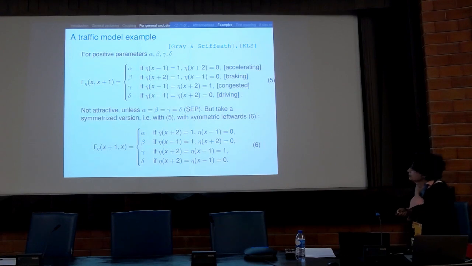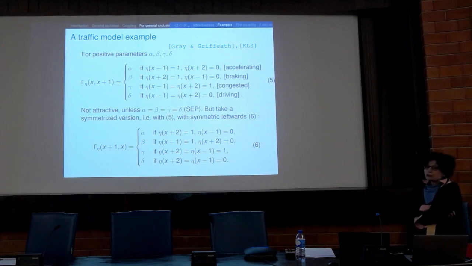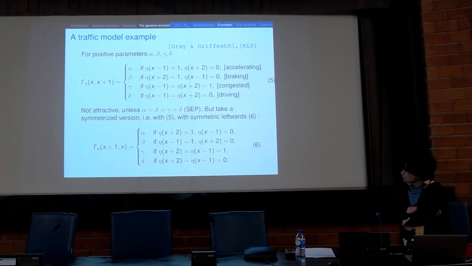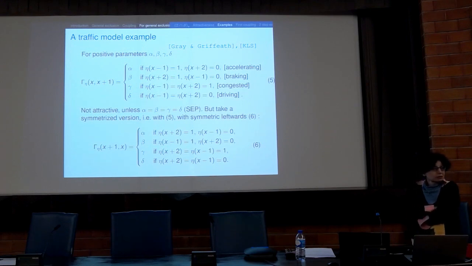Another traffic model example that I knew by a paper of Gray and Griffeath about a cellular automaton for traffic. And Gunter made me notice that, in fact, this is the famous KLS model, which I didn't know, sorry, Katz, Lebowitz, and Spohn. And so what is it? You have 4 positive parameters, alpha, beta, gamma, delta. And then what is the rate for a jump from x to x plus 1? You have to look at what happens at x minus 1 and at x plus 2.